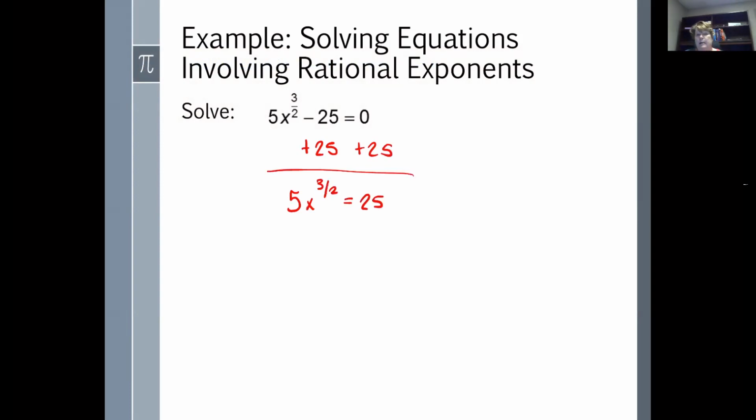Okay, again, I need to have the x to the 3/2 all by itself. So I'm going to get rid of the 5. Since I'm multiplying, I'm going to divide. All right, next, I'm going to raise both sides of this equation to the reciprocal of my rational exponent. Since my exponent is 3/2, I'm going to raise both sides to the 2/3 power.